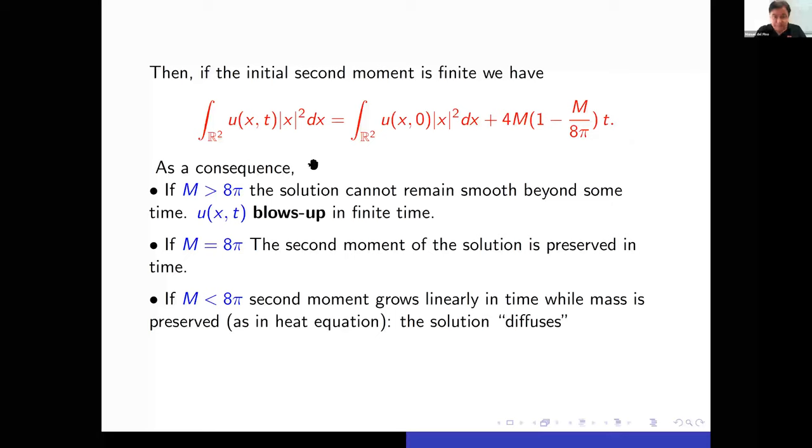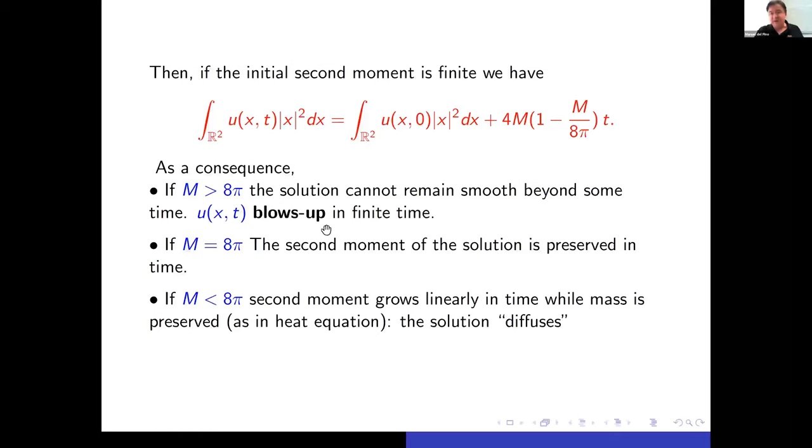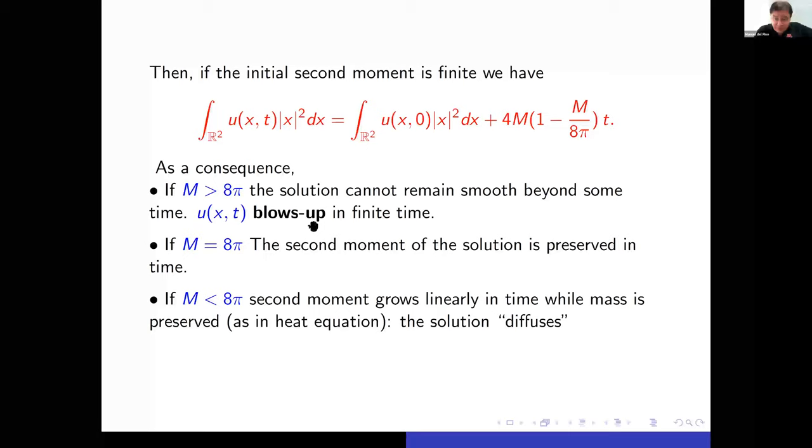If the mass is bigger than 8 pi, which means that this number is negative, the solution cannot remain smooth beyond some finite time. In fact, what we have in that case is that the solution blows up in finite time, of course, unlike the heat equation.